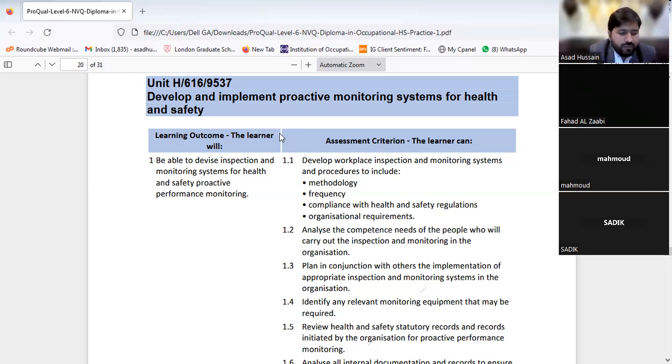Okay, now 1.5 is asking about reviewing health and safety statutory records and records initiated by the organization for proactive performance monitoring. Basically, this is before implementing your process procedure. You have records with you, as I discussed just before with Mr. Fahad. You don't go for that thorough examination and testing; you always have some past records. On the basis of that, you decide what type of proactive performance monitoring indicator methods you can use, and what is best for your organization.